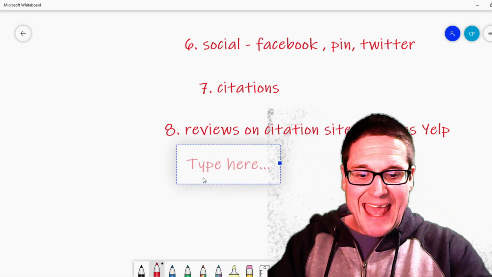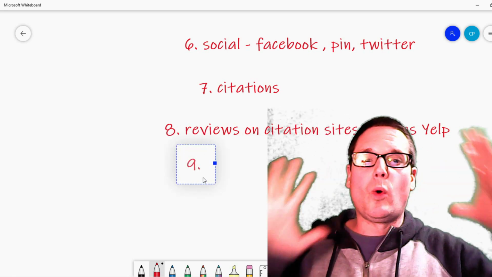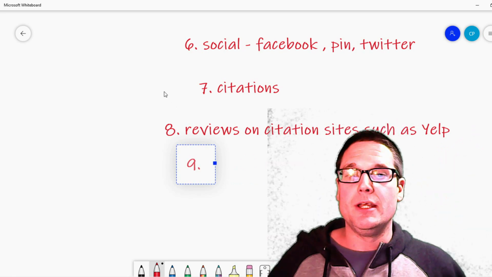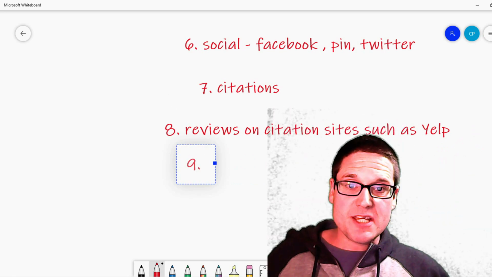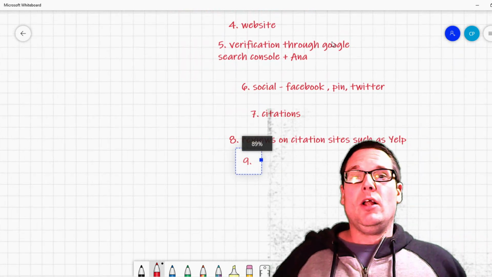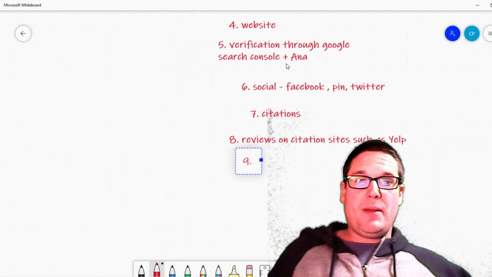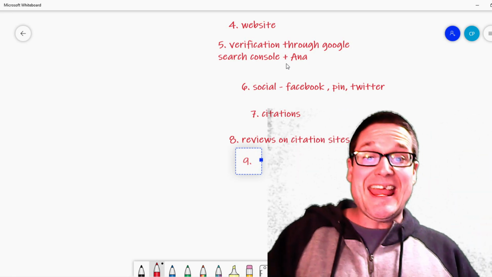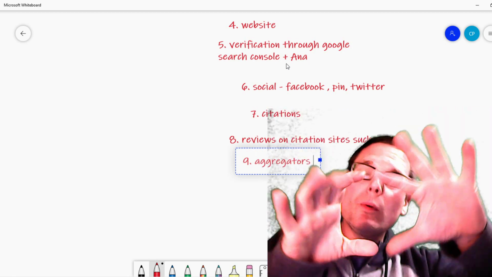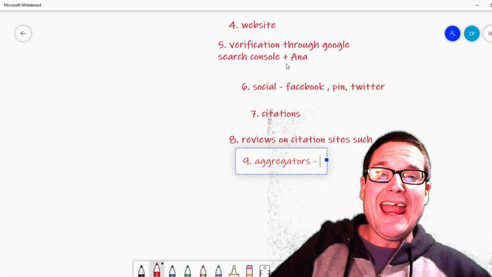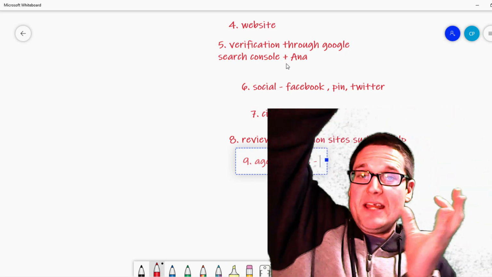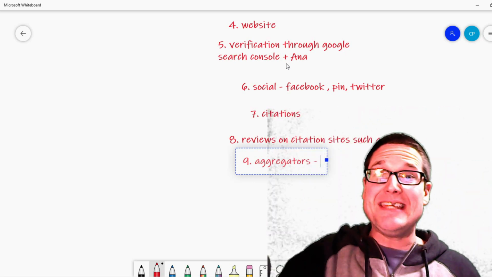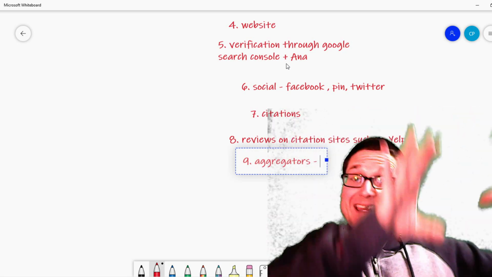Number 9 is the aggregators. Now, the aggregators are the ones that are gathering up this information. When you have all of these other signals, if we take a look up here, do we have the verification on the page? Our social profiles? Are the citations set up? Do we have a website? The aggregators are literally going through and gathering up all that data, right? They're gathering the data. Google is reading that data.